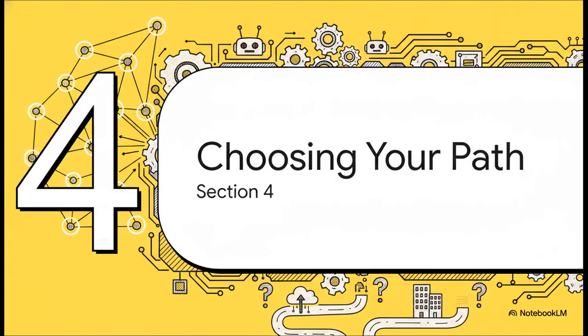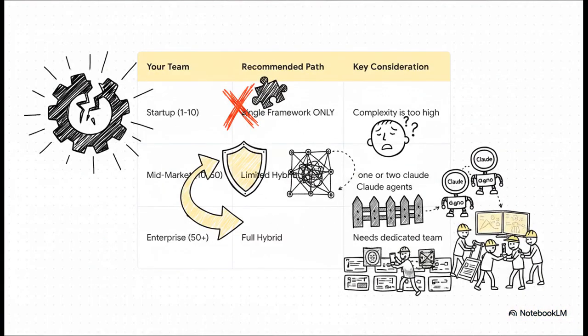Okay, wow. So after all those warnings, what's the takeaway? How in the world do you choose the right path for your team? Don't worry, let's make it simple. This chart right here, this is your cheat sheet. So if you're a startup, listen up. Just don't do the hybrid model. Seriously. The operational complexity will absolutely crush a small team. Stick to one framework and master it.